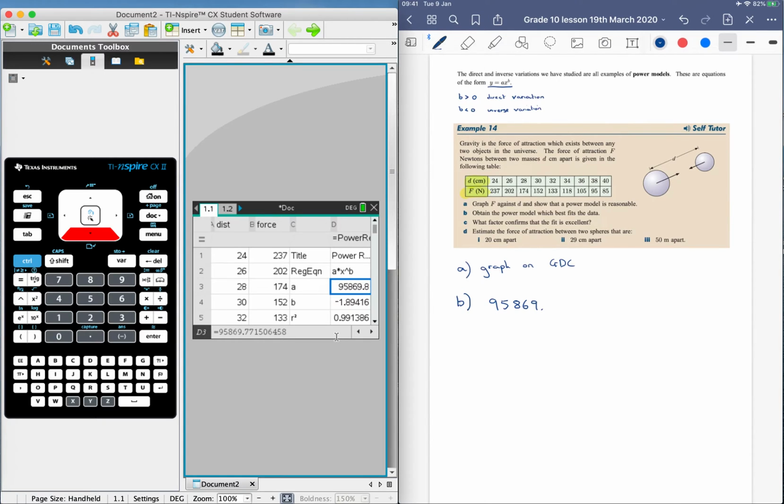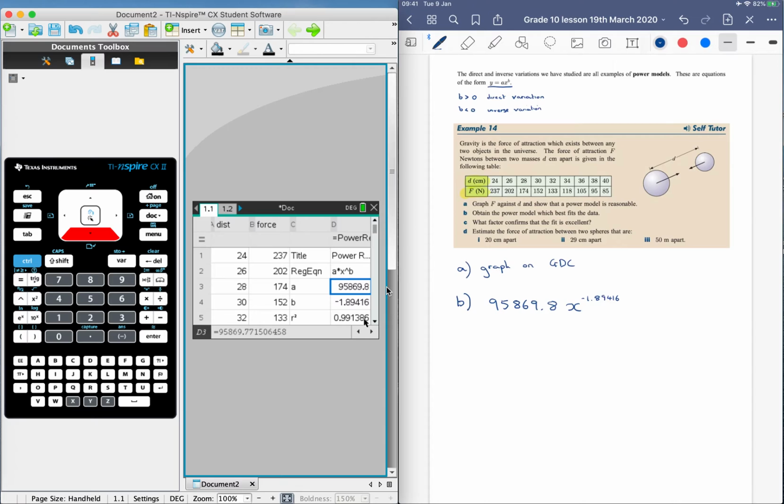0.8, we might as well be accurate, times by x to the power of b, which is negative 1.89416. Okay, and there we are, that's B done.